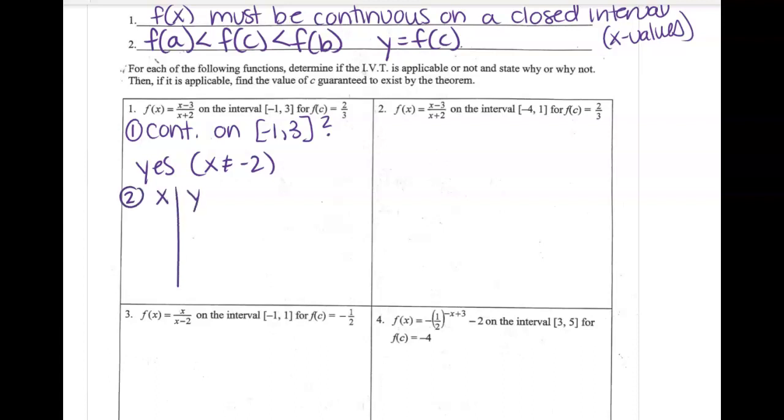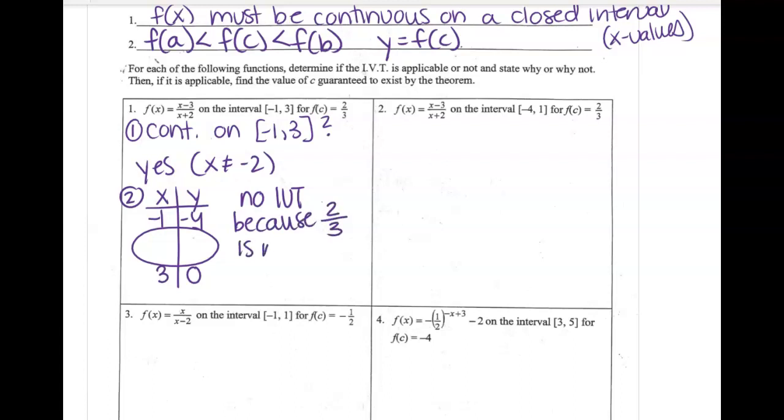let's look at our x and y values. So our interval goes from negative 1 to 3. F of negative 1 is going to be negative 4 over 1, which is negative 4. F of 3 will be 3 minus 3, which is 0, over 5, which is 0. So we're looking right in here. And we're looking to see if 2/3 is in between negative 4 and 0. And it's not. 2/3 does not fall in between those values. So no IVT because 2/3 is not between negative 4 and 0.